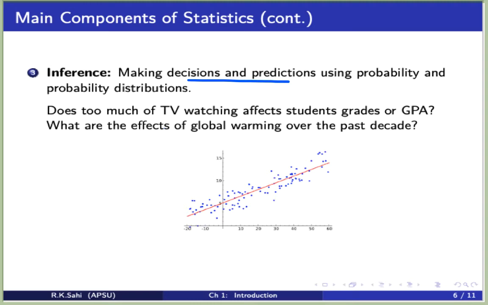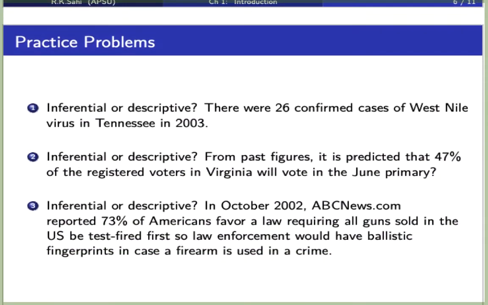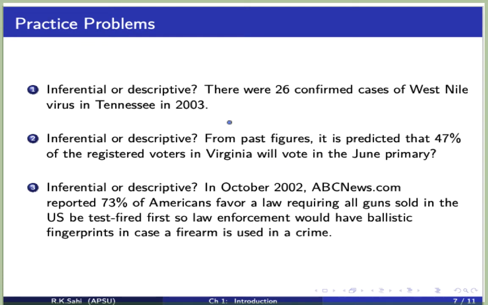Now let's look at some examples. The statement that there were 26 confirmed cases of West Nile virus in Tennessee in 2003. So the question is, is it inferential or descriptive? It simply is describing the data set, that there are 26 confirmed cases. So the answer is, it is descriptive.